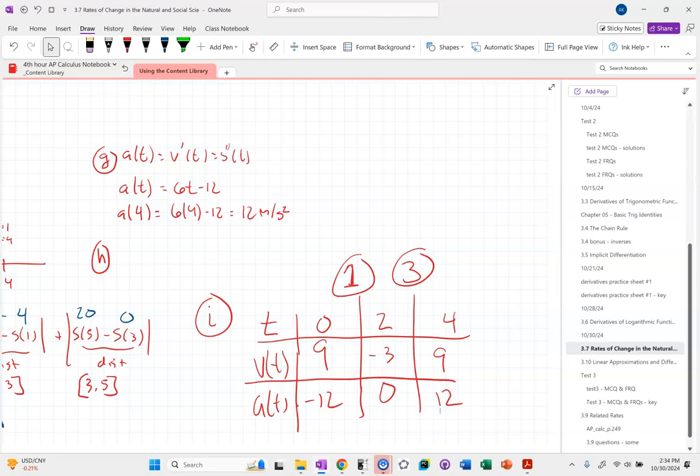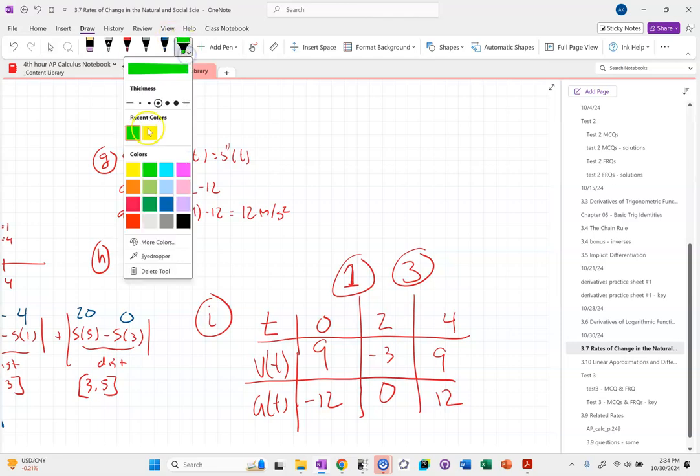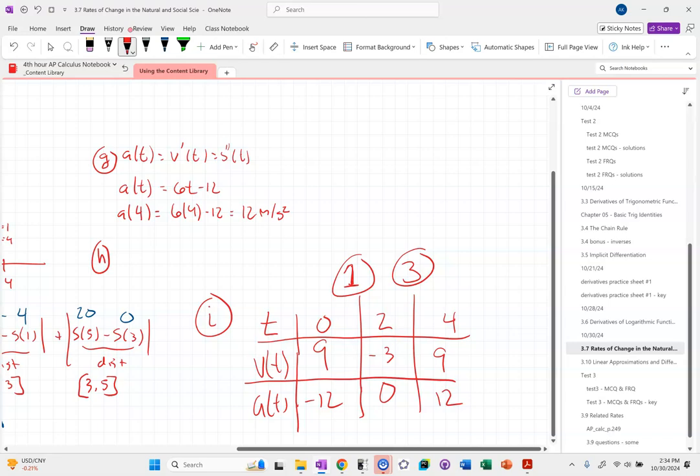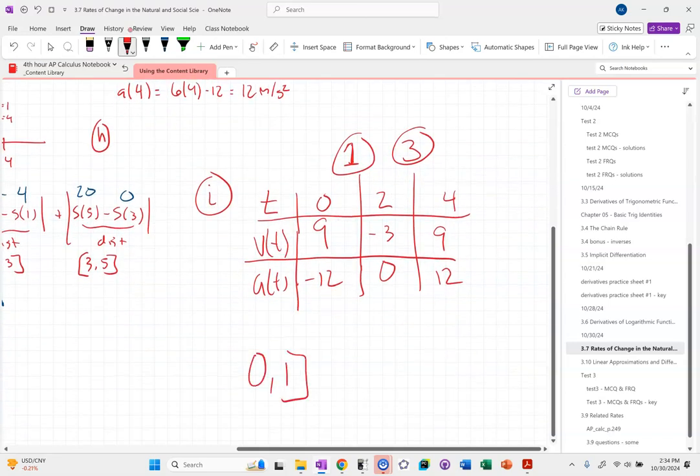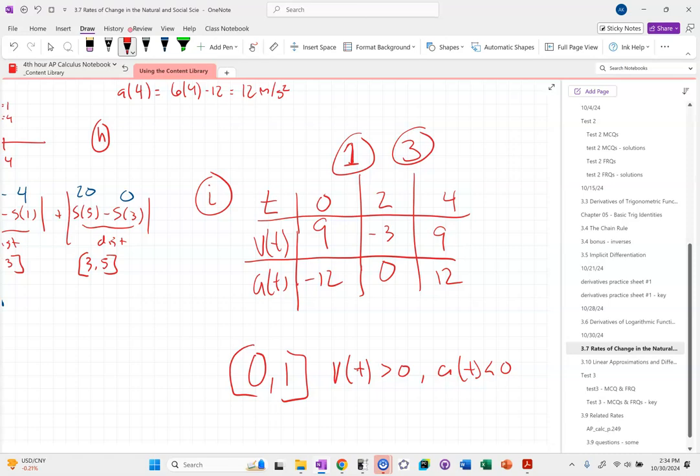Okay. So from 0 to 1, V of t is positive and A of t is negative. So what should we say there? Slowing down.